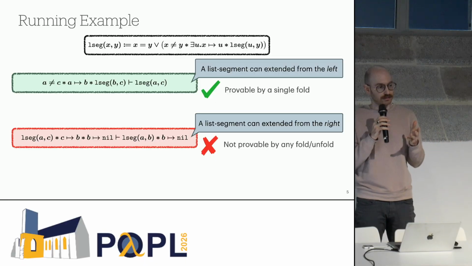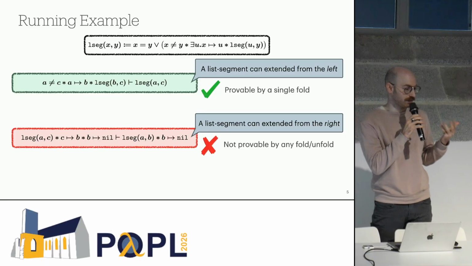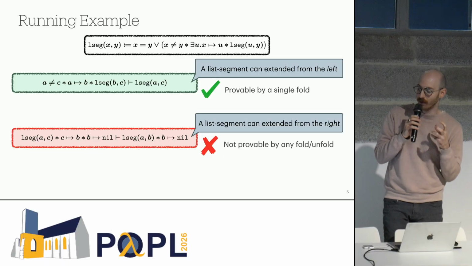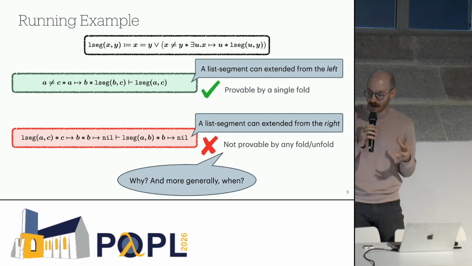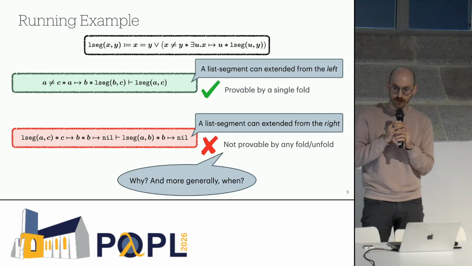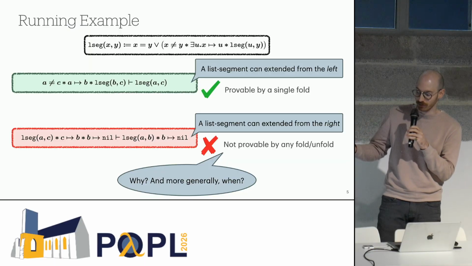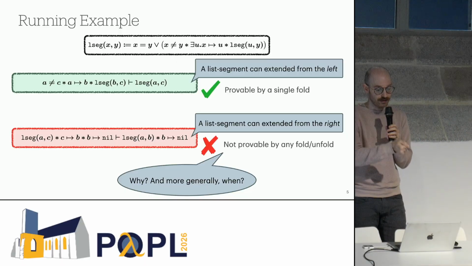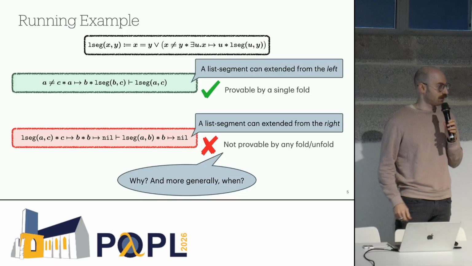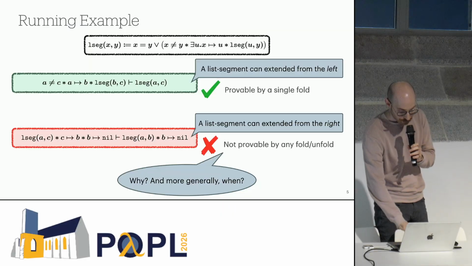But I think you all agree that these two explanations aren't very satisfying. So it's not really clear why we can't prove this, right? And we really want to know, the point of this paper is to understand why we can't prove this entailment with fold and unfold, and more generally, can we identify those entailments that are not provable using fold and unfold?